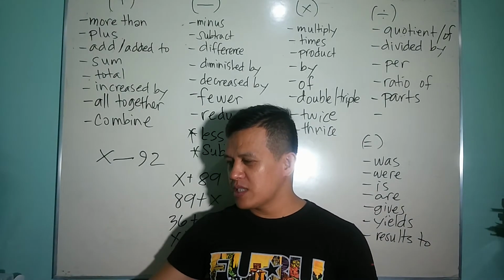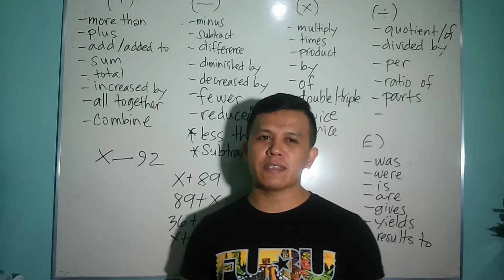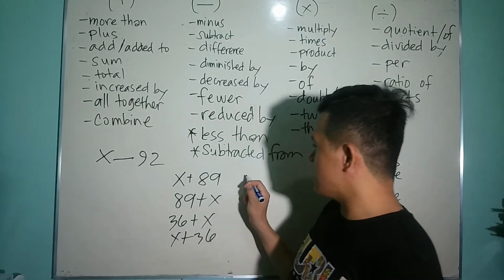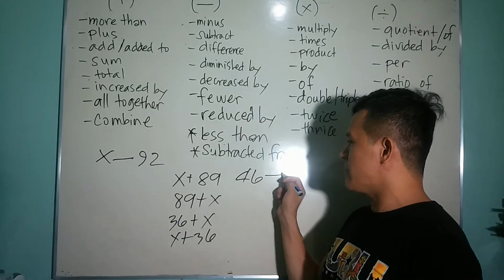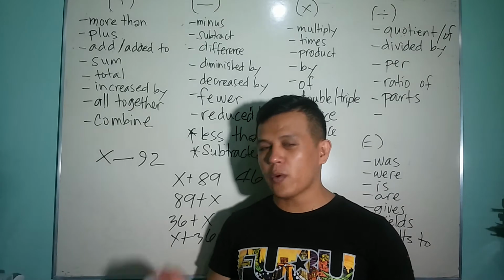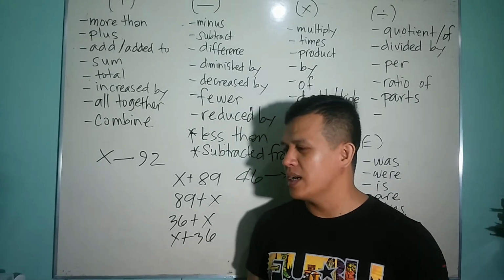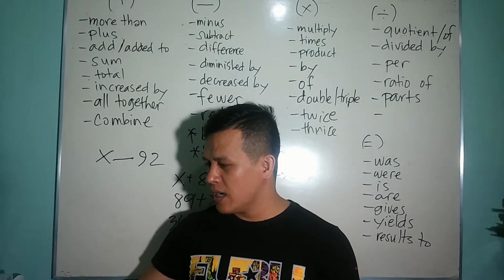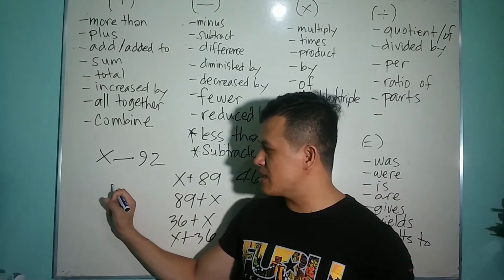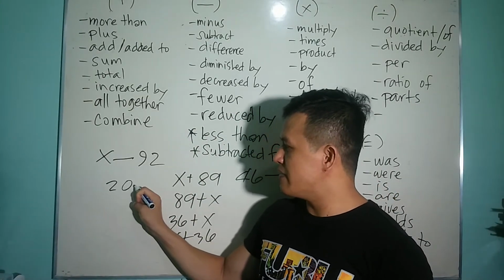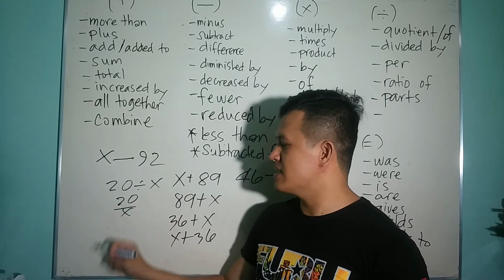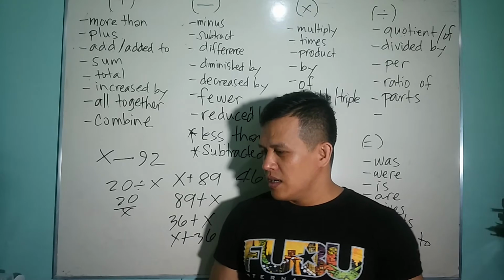The difference between 46 and a number. If you will see this one, the difference between, the first number will come first. So the difference between 46 and a number. You cannot have x minus 46. It's not like that. Difference between 46 first and then minus a number. Okay. The quotient of 20 and a number. So we say the quotient of 20 and a number. So we have there 20 divided by x, or you can also say 20 over x. They're just the same.